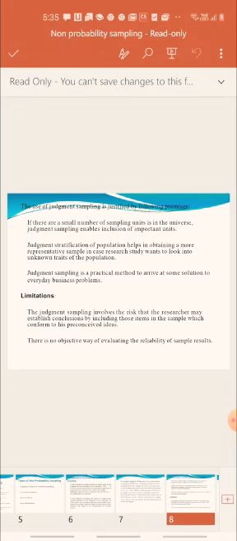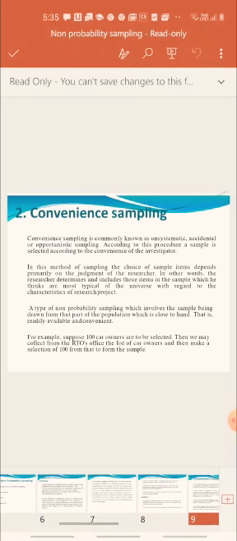So, the limitations: judgment sampling involves a risk that the researcher may establish conclusions by including those items in the sample which conform to his preconceived ideas. You are applying your preconception. You have already decided that you have to choose this sample and you will come to this result. So it is very biased and not good in this case. There is no objective way of evaluating the reliability of sample results.